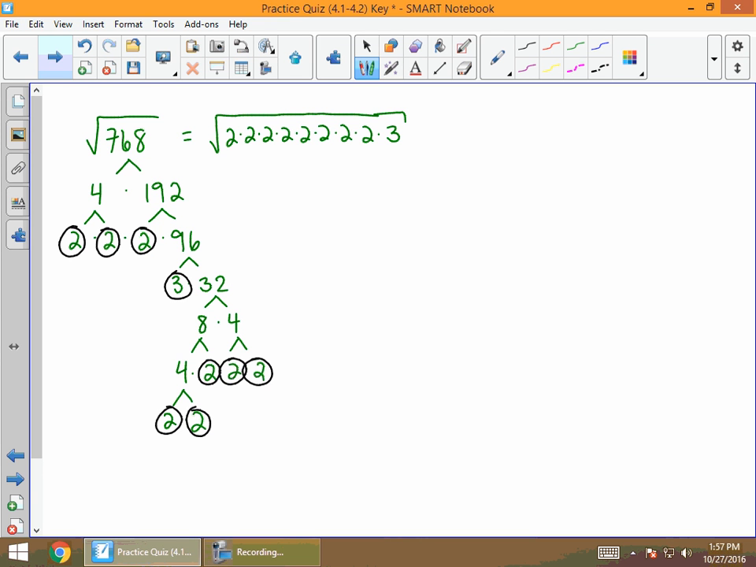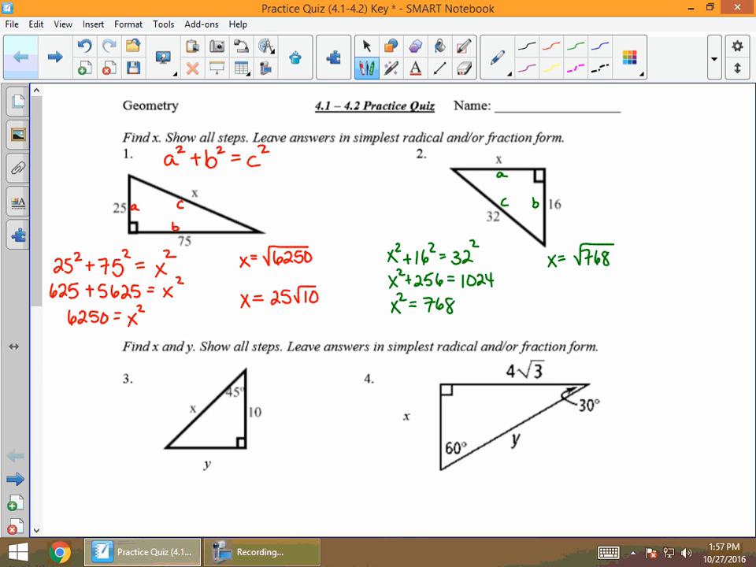All right, what can come out? Well, here's a group of 2. Here's a group of 2. Here's a group of 2. Here's a group of 2. So coming out is going to be a 2 here, a 2, another. So 4 2's came out. So 2 times 2 times 2 times 2 is 16. And inside the radical, I'm just left with that little 3. So the square root of 768 is 16 radical 3.